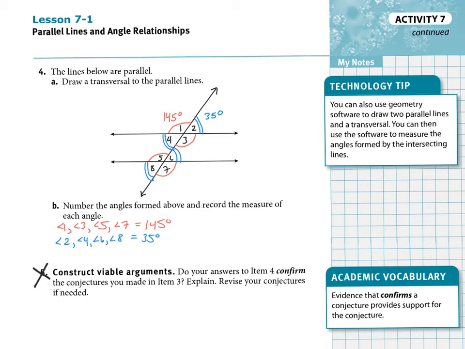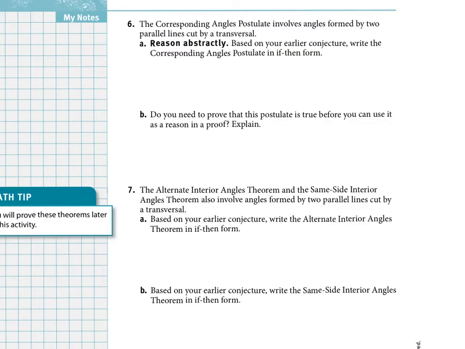All right, let's go ahead and turn to the next page, page 76. What we're now going to do is look at all of those different types of vocab words, and change them into postulates and theorems so we can use them in our proofs in the future. Number 6 says the corresponding angles postulate. Ooh, I'm definitely going to highlight that one.